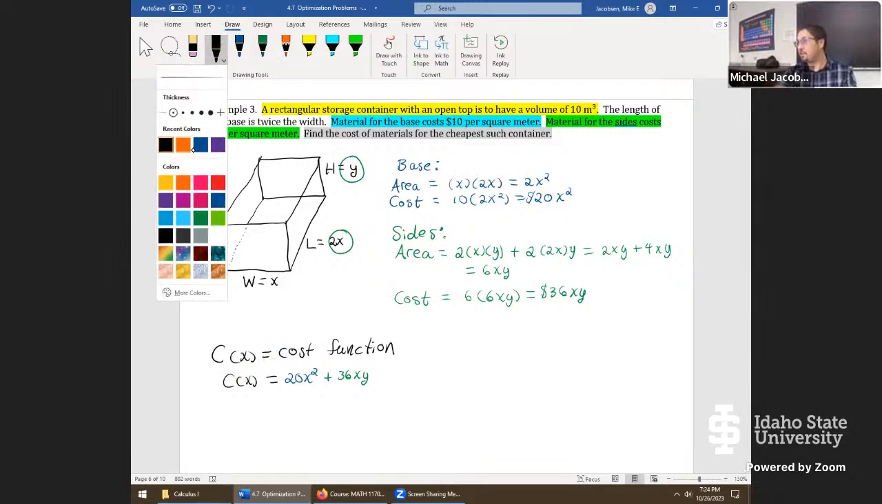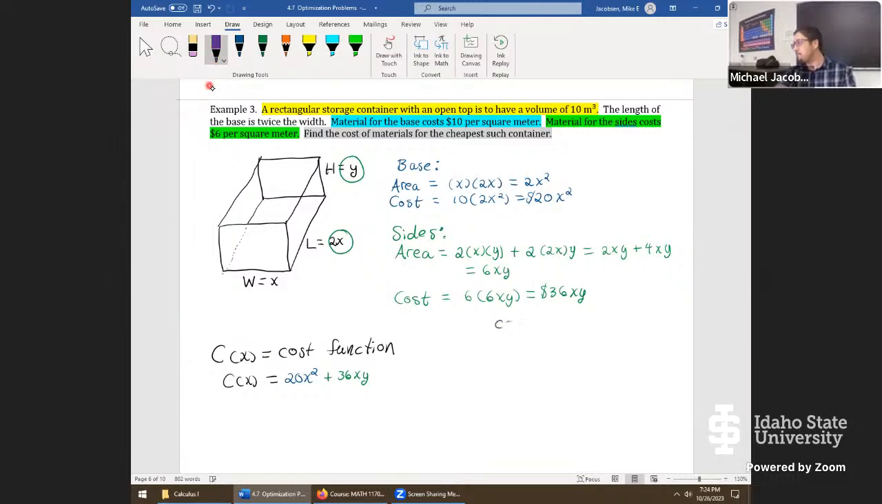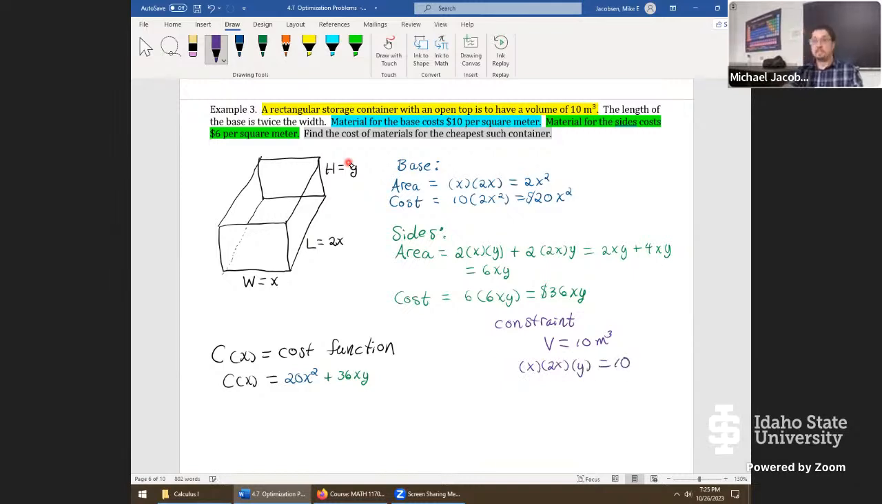So let's go over here and put down this is our constraint. Whatever box we're building, we are insisting on 10 cubic meters. That's what the client wants, you could imagine. So the volume must be 10 cubic meters. But now we can go back to the box and just plug in the formula for volume. It's just going to be the product of those three dimensions. So it'll be x times 2x times y is 10.